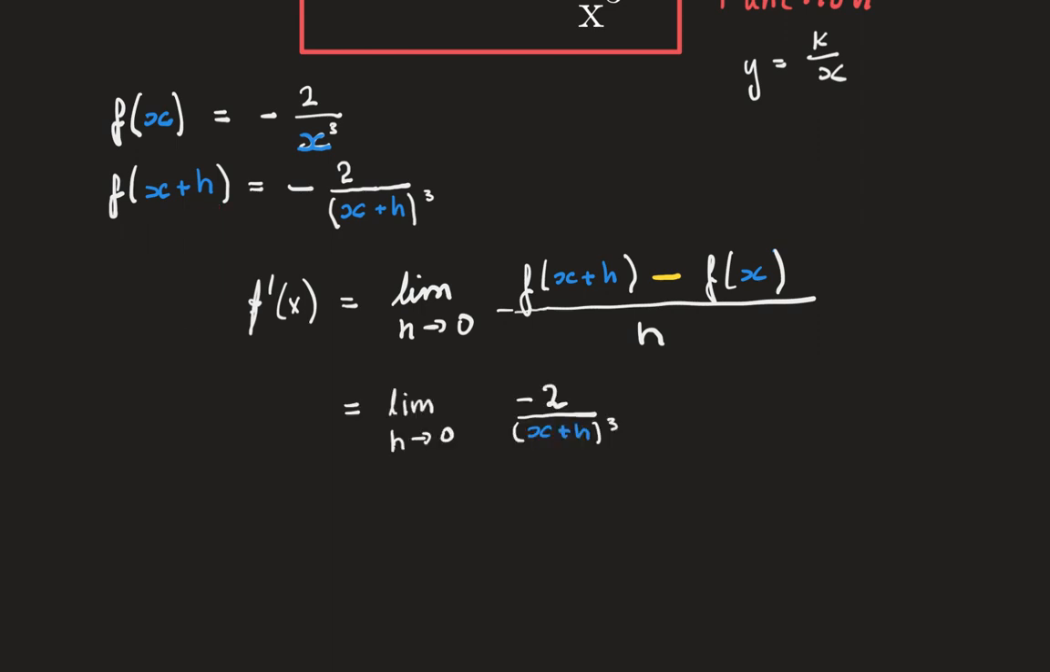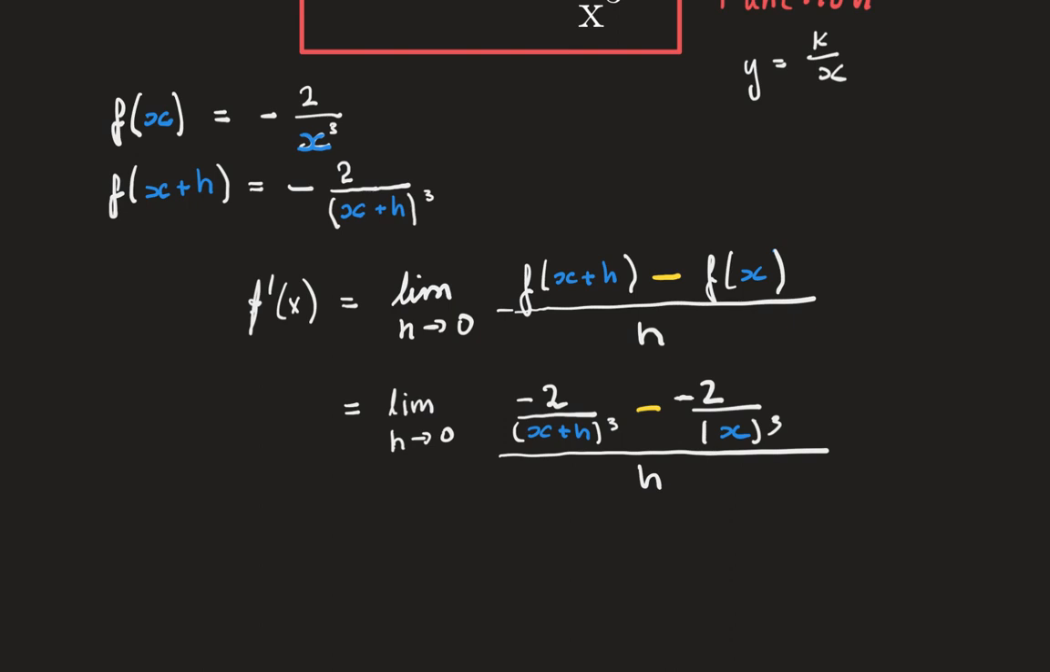First we insert the first function, and now we're going to insert the second function, which is just 2 over x cubed. And all of this needs to be over the value h. And you're aware of the fact that we cannot have h in the denominator because we're saying the limit as h reaches 0, and h cannot reach 0, otherwise our function would become undefined.